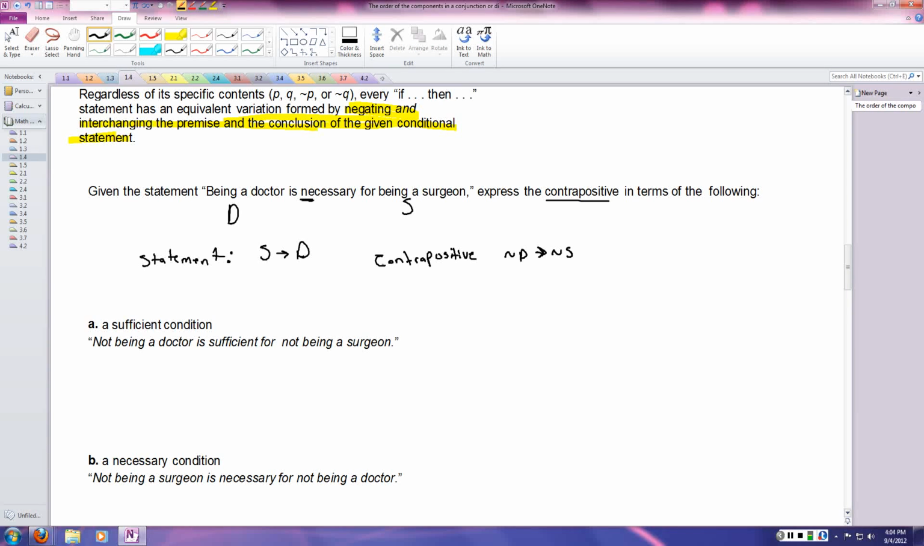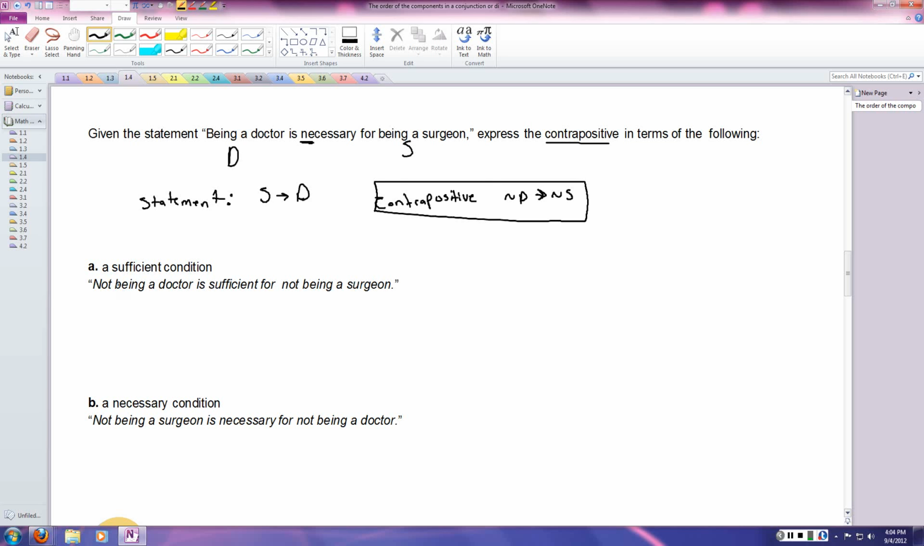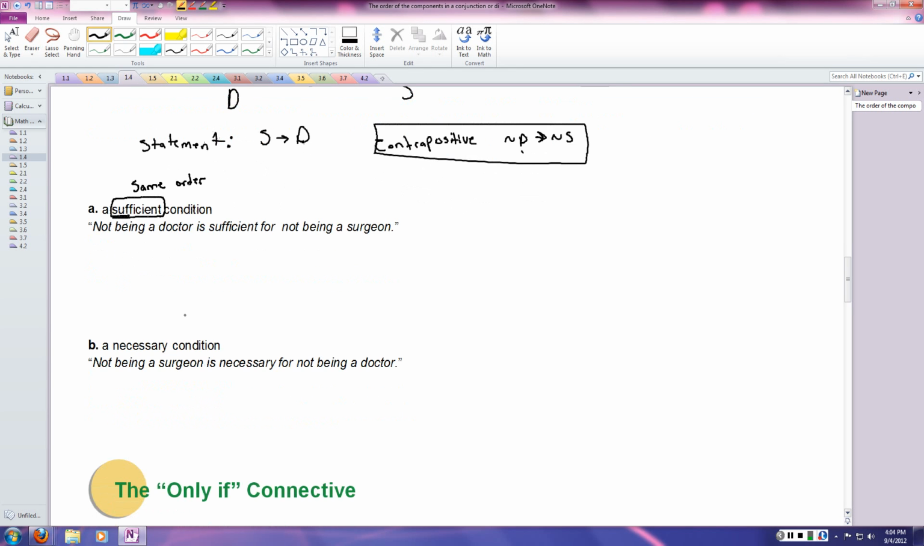Now that I have the contrapositive, I'm going to express it in terms of a sufficient condition. Sufficient tells me the same order. So not being a doctor is sufficient for not being a surgeon. So that's what we had here, right? Not being a doctor implies you're not a surgeon. So if I want to use sufficient conditions, I can use the same order. Now, if I want to use a necessary condition, I need to switch the order.